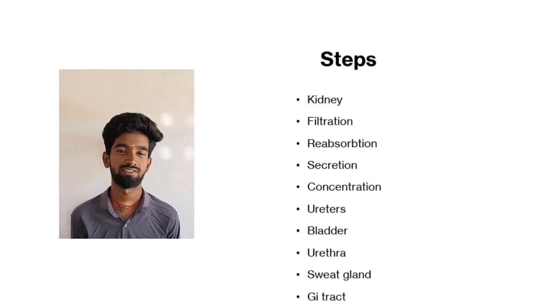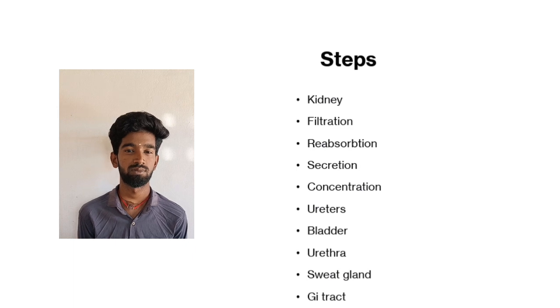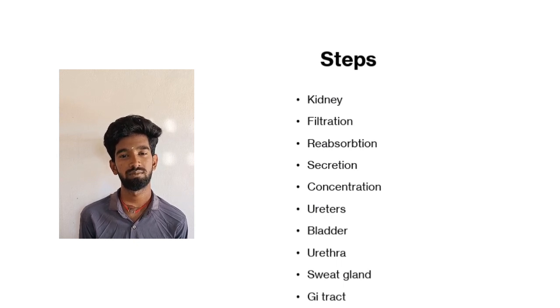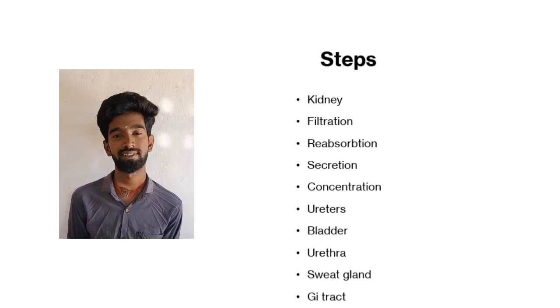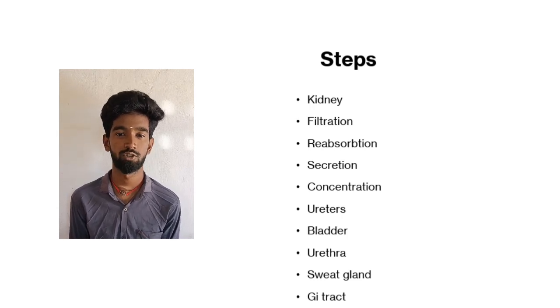Filtration. The blood containing waste products enters the kidney through the renal artery. In the kidney, tiny blood vessels called glomeruli filter the blood, creating a fluid known as filtrate. Reabsorption. Essential substances such as glucose and electrolytes are reabsorbed from the filtrate back into the bloodstream. Reabsorption occurs in the renal tubules. Secretion.